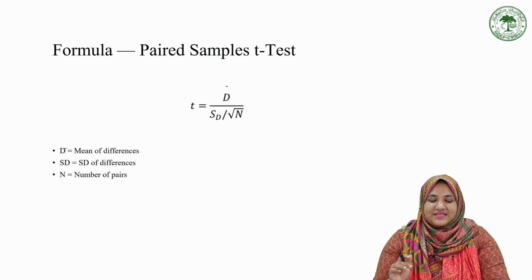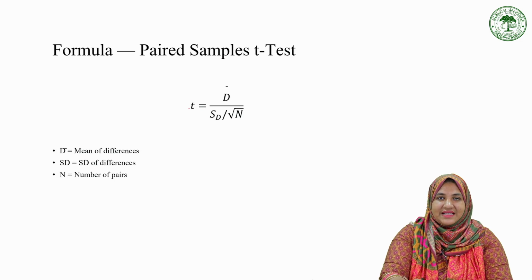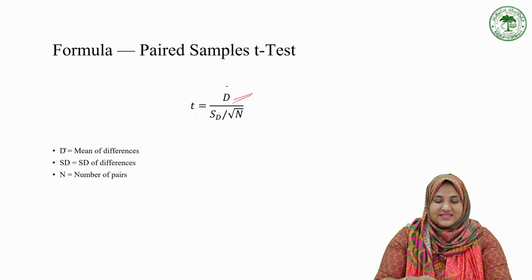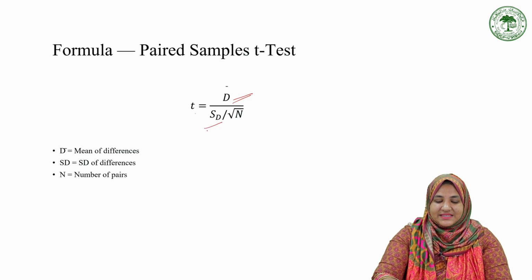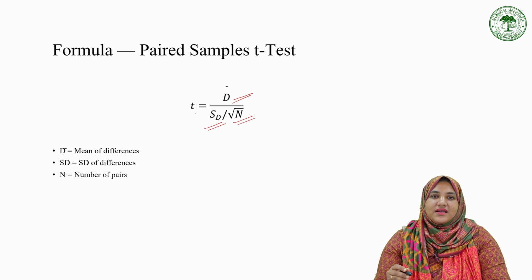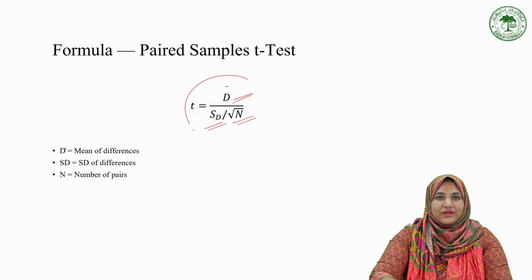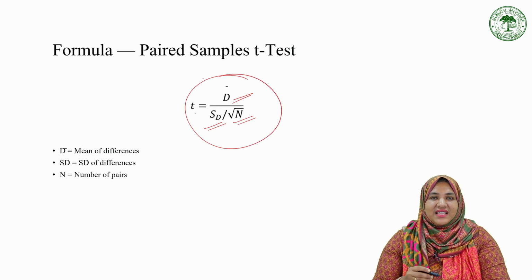The paired sample t-test is calculated by t, that is the value of the t-test, equal to the mean of differences divided by the standard deviation of differences divided by the root of n, the number of pairs. By using this particular equation, we calculate the paired sample t-test. Clear?